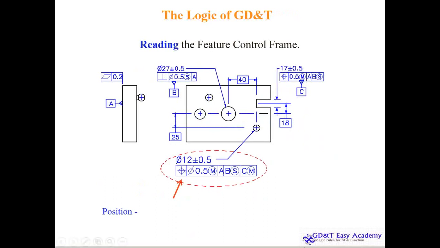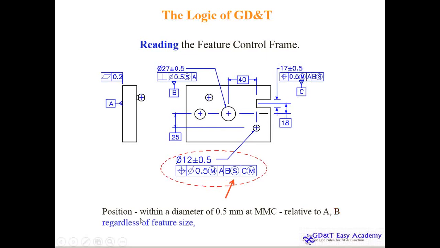So this particular meaning here is the position. Next is the within a diameter of 0.5 mm, because this is phi. This is the MMC. Maximum material condition is allowed for this position, and relative to A, primary, where 3 degrees of freedom are restricted, related to B, where regardless of feature size, this is the RFS.